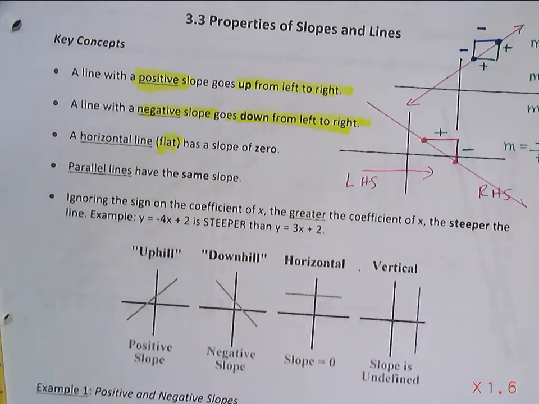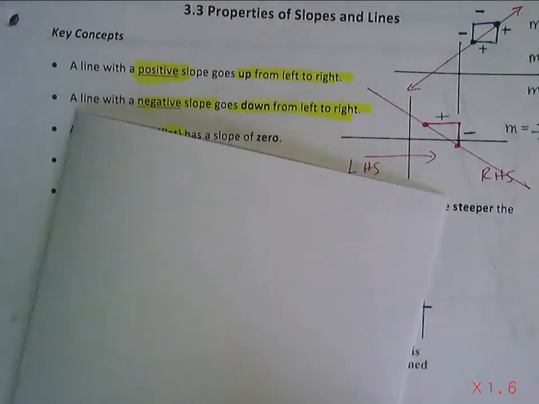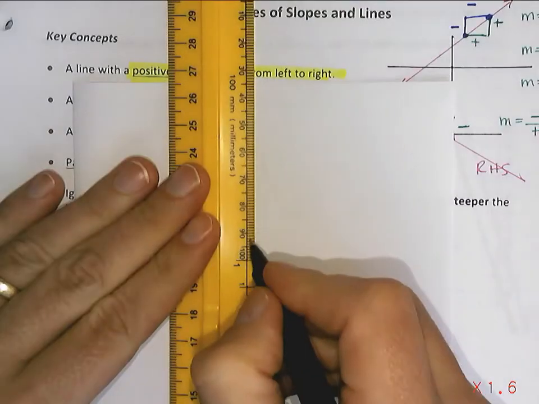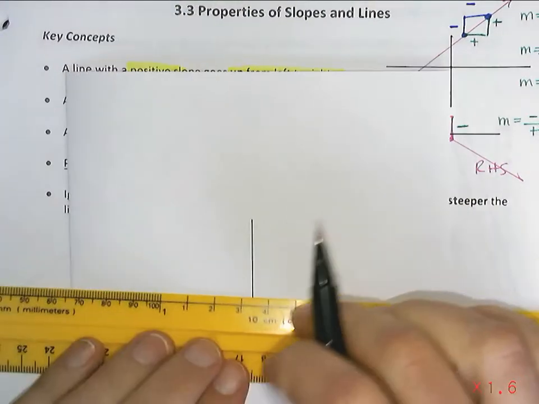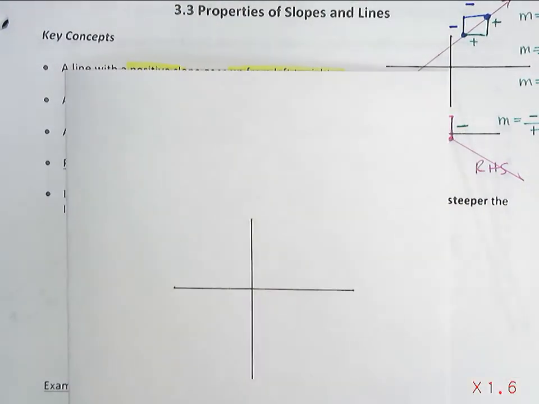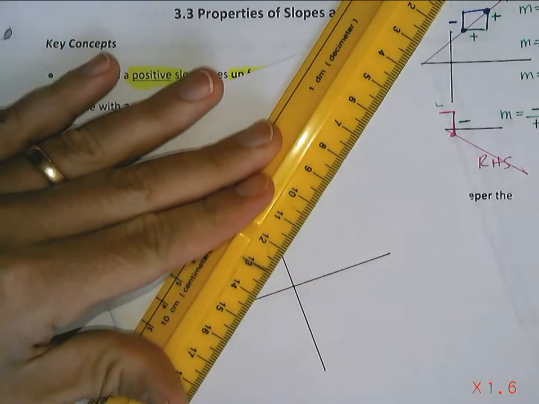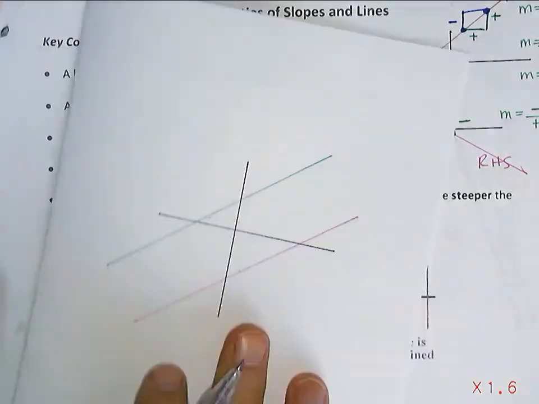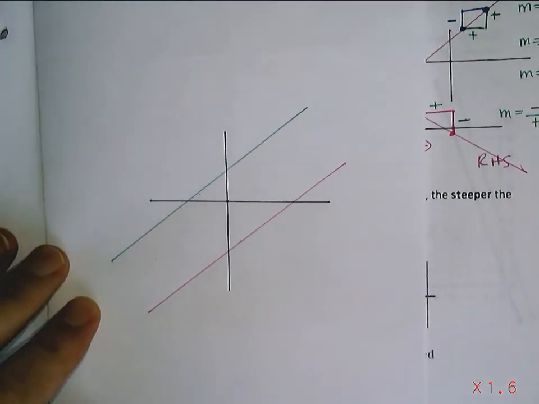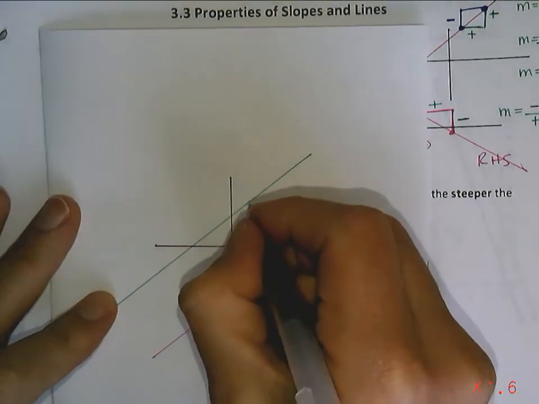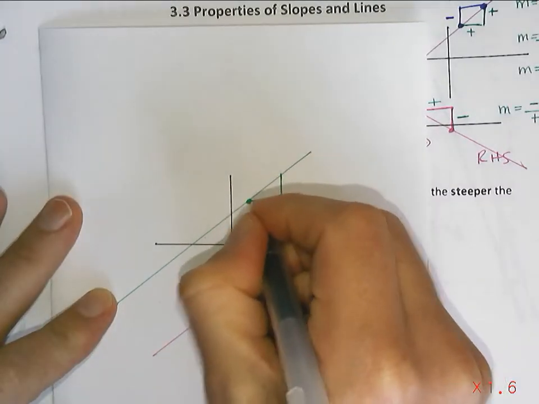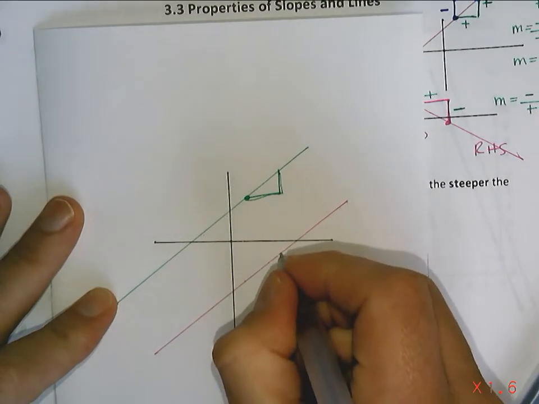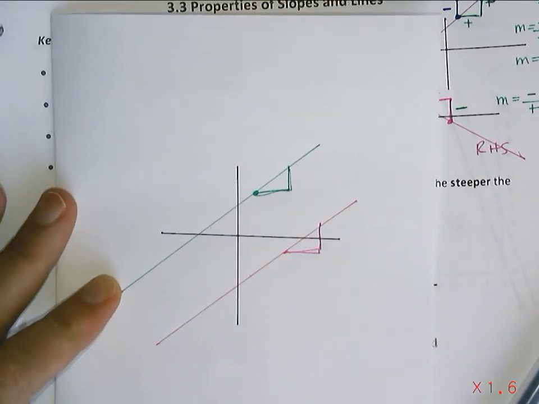Parallel lines have the same slope. So what does that mean to be a parallel line in a Cartesian plane? We've talked about parallel lines in triangles, but a parallel line in a Cartesian plane means two lines that look like that. And what's really happening here is this triangle is the same as this triangle. Okay? And what that means is the slopes are equal. The slopes will be the same for both of those.